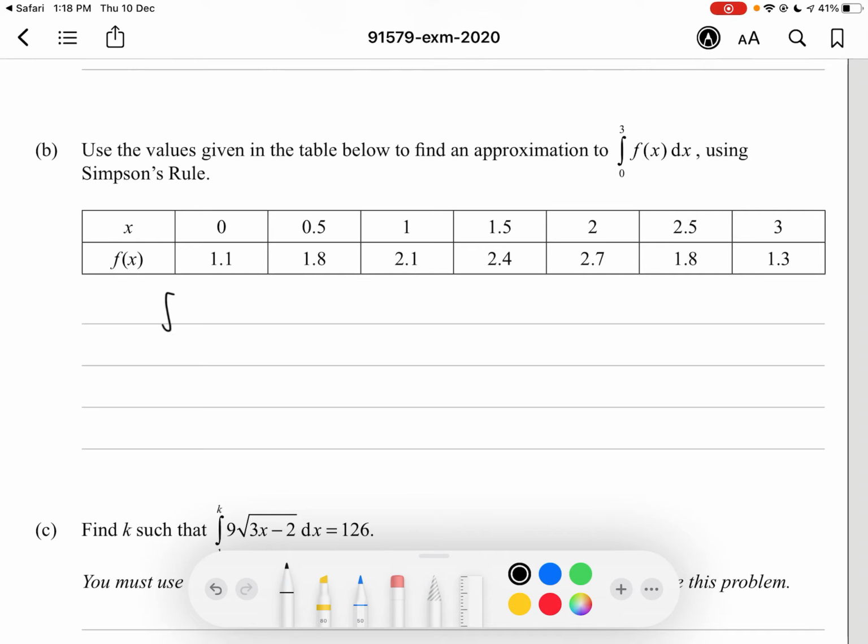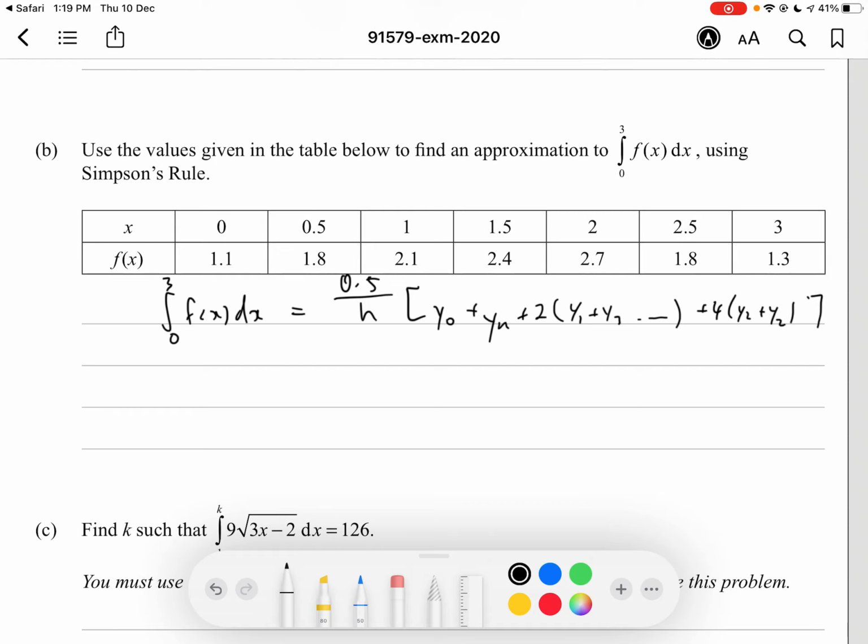Alright, so Simpson's rule. So in this case, we can say the approximation of the integral of f of x dx equals... oh, sorry, that's the wrong way around. It should be one third times h, my bad. So it should be h over 3.